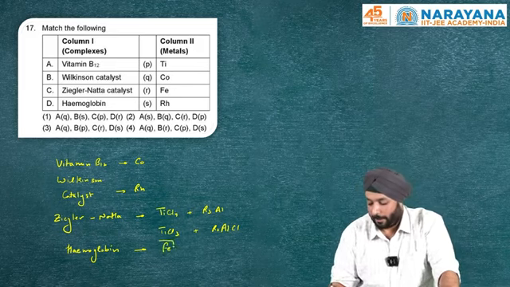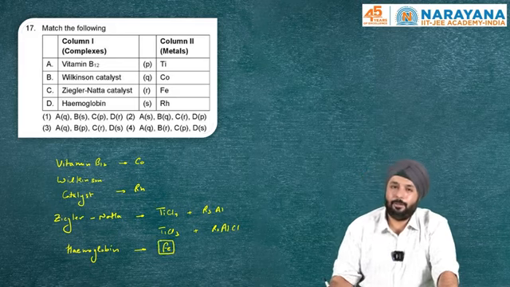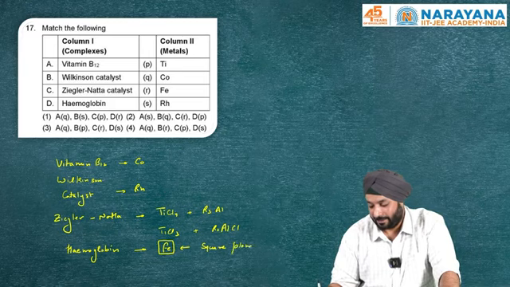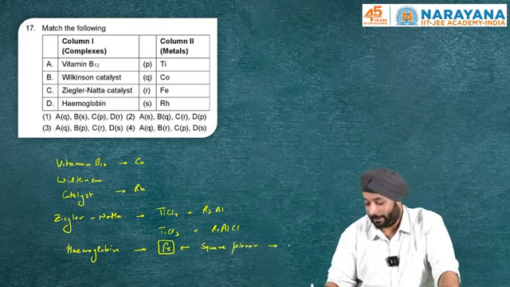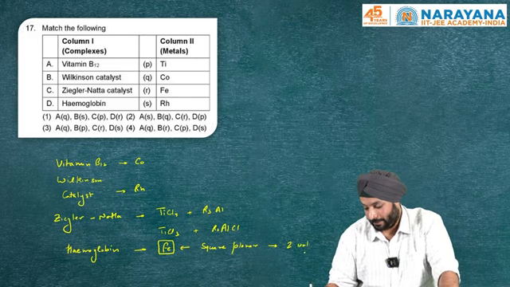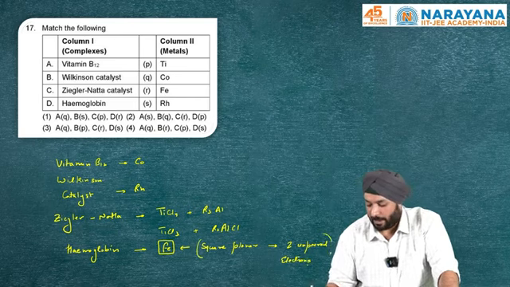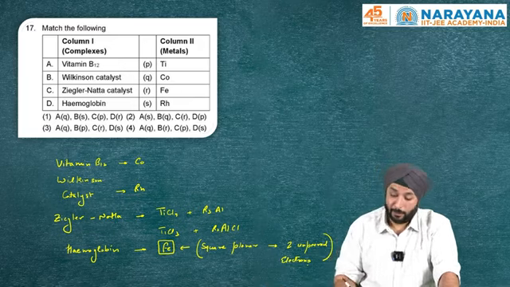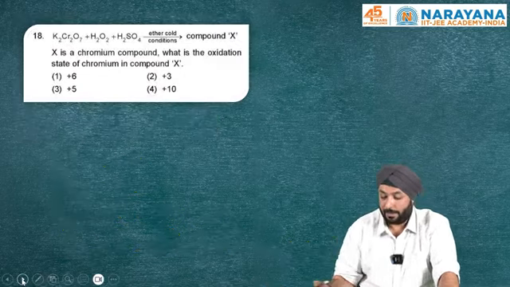Very important point for advance: iron in hemoglobin forms a square planar complex and it contains two unpaired electrons. By normal technique, you will not get it, right? Just an extra information, right? So we'll move to question number 18.